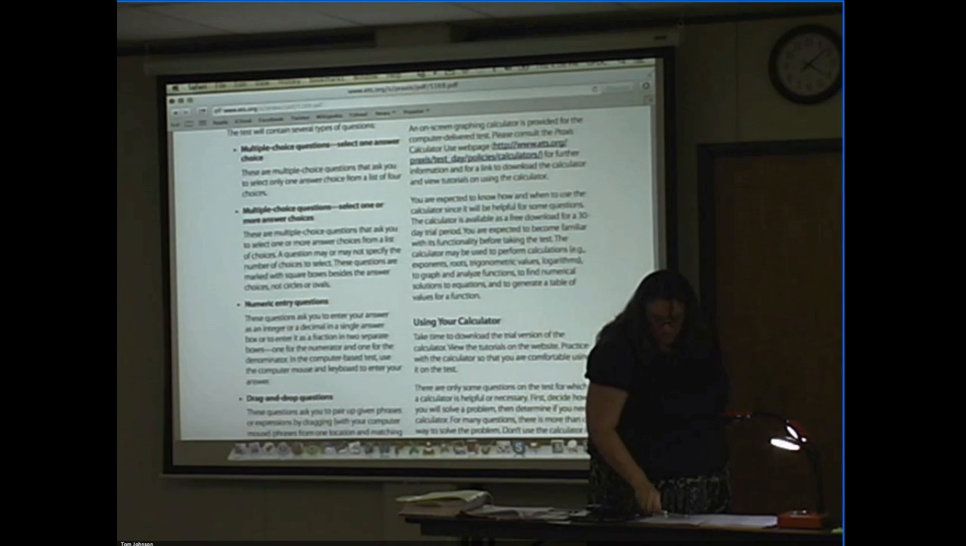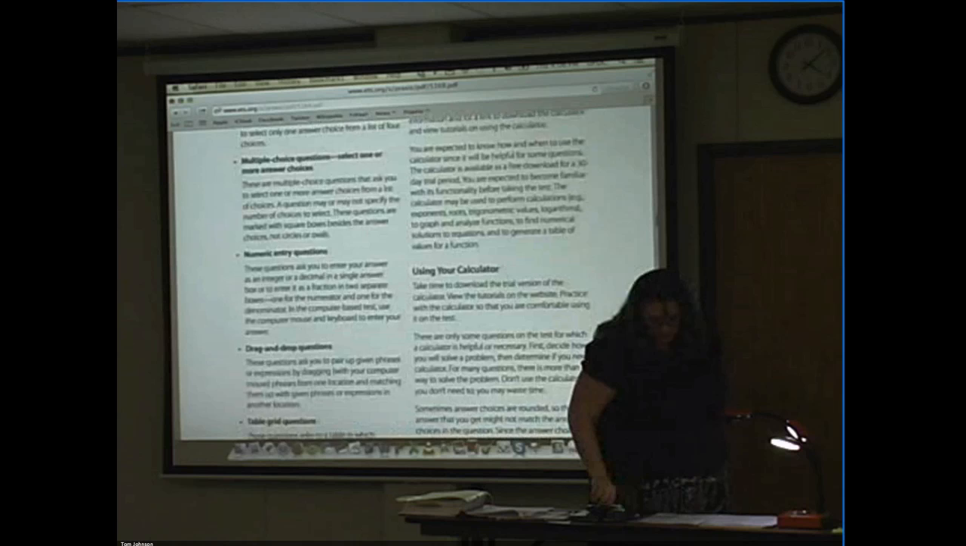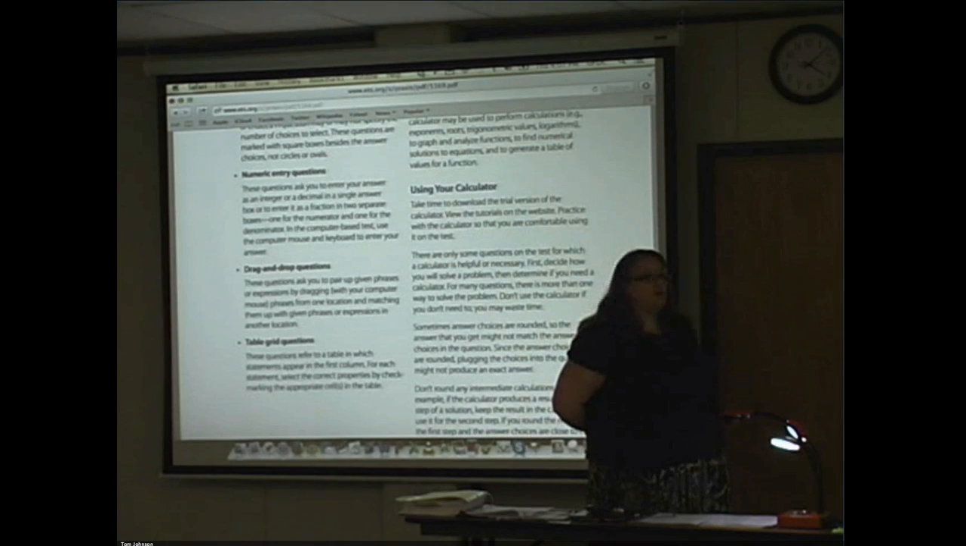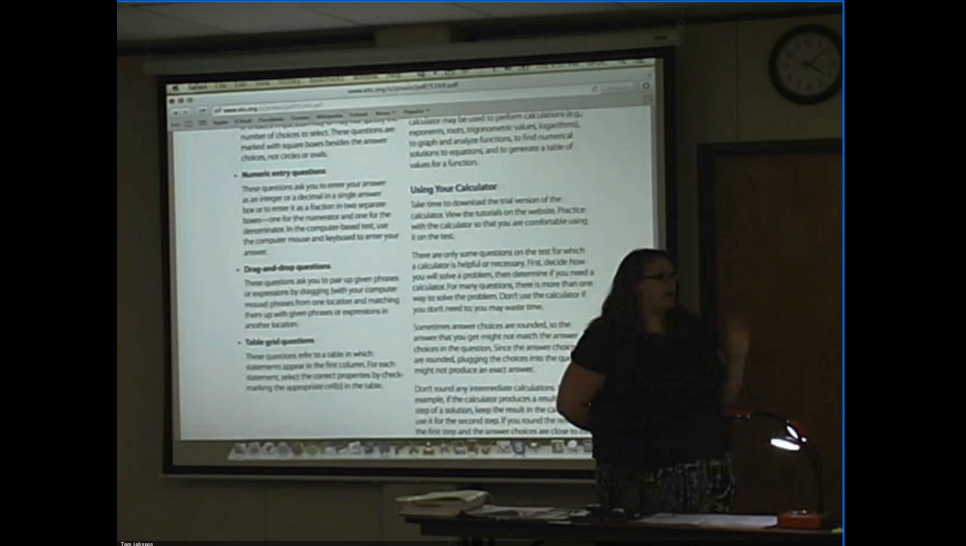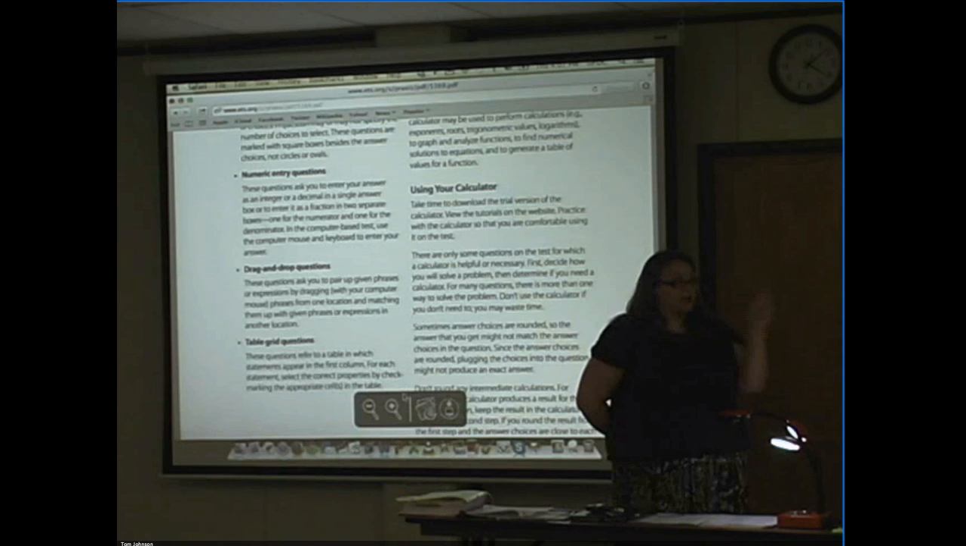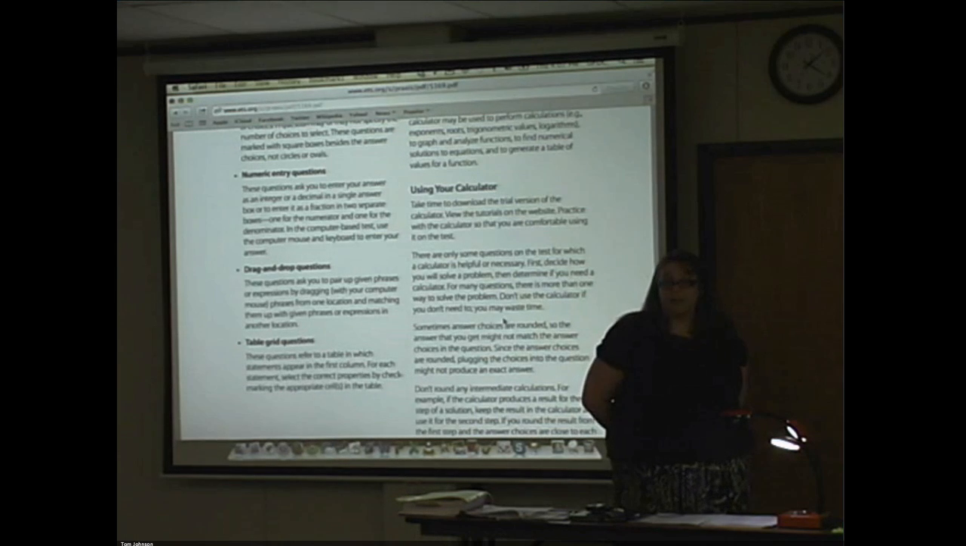Then we've got the numeric entry. So this would be if you're going to type in a decimal or an integer or a fraction, and you'll just type the numbers using your keyboard directly into the boxes. So these are going to be some of your more open-ended questions where you have to do some calculations. Then you're going to have some drag and drop questions. This is where you might be asked to pair up phrases or expressions with a graph or another equation. So you'll actually click with your mouse and drag it into the appropriate area.